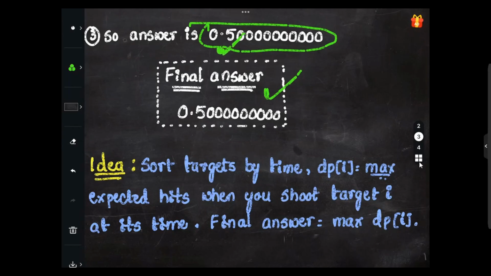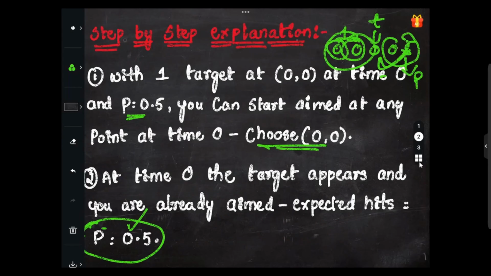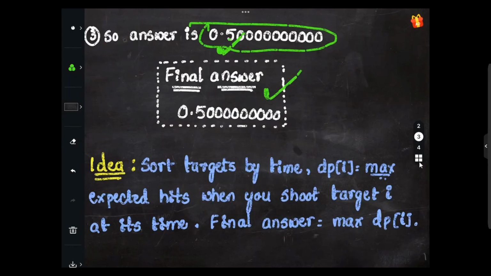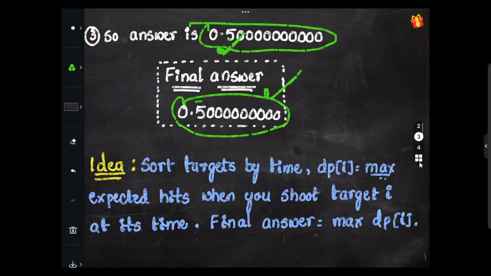We have to display this in 10 decimal places, just remember this. So 5 followed by 9 zeros, this is fine. The output that we got here is 0.5 followed by 9 zeros, and the expected output is also the same basically. So the output that we got is equivalent to the output they have mentioned for example 1 within the question. So our approach works absolutely correct here.